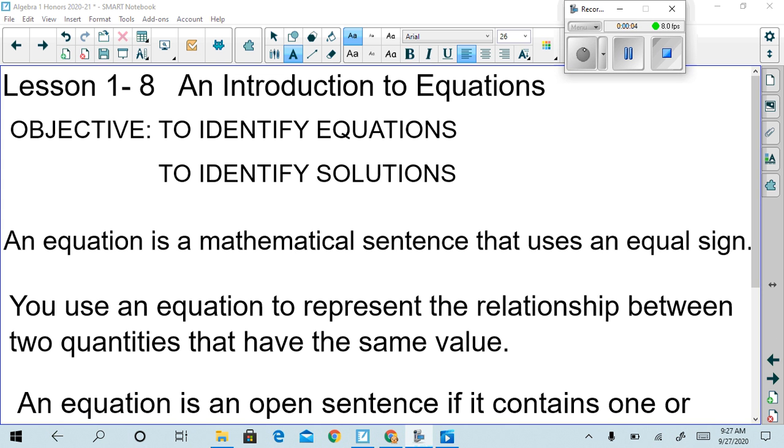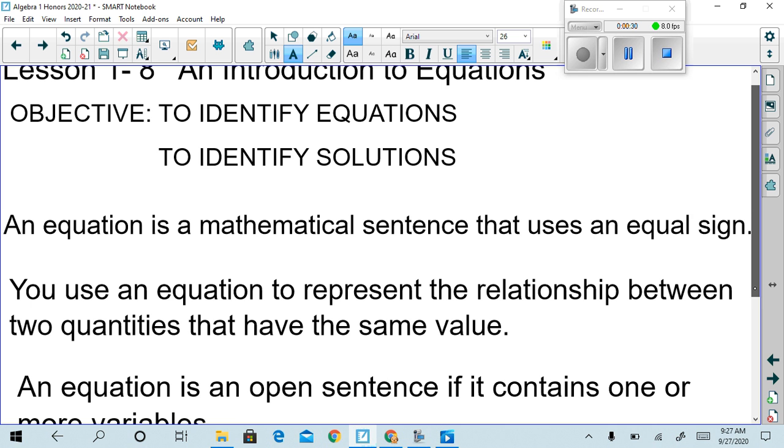To start off our class, we've only been discussing expressions: numeric, algebraic, and verbal. Today we're going to shift gears and start talking about equations. We're going to identify equations as being open or closed, or true or false, and we're going to identify solutions by testing out possible numbers or values. We won't do any solving in this section to start off with.